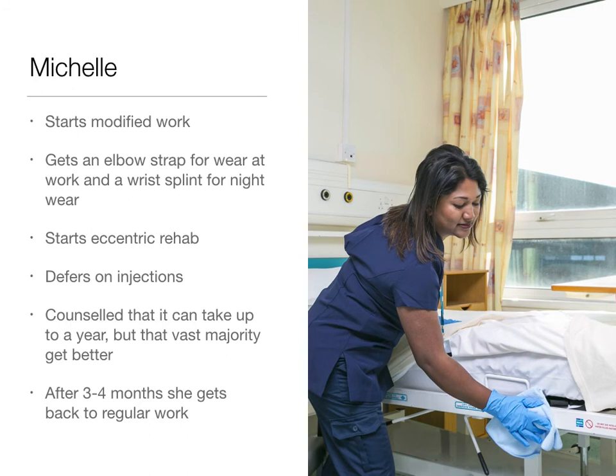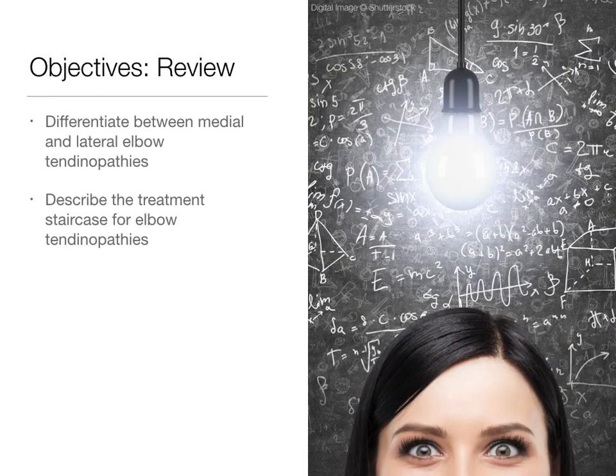So Michelle is super motivated and gets started with treatment. She wears an elbow strap at work and a night splint for her wrist at night, and diligently does her exercises daily. Injections are postponed pending the results of the first round of treatment. She knows this will take a while to get better. Fortunately, after about 3 to 4 months of active treatment, things have eased enough for her to get back to regular work and activities. This is the most common elbow problem that a primary care physician will see in the office. The common principles of treating tendinopathies apply here.